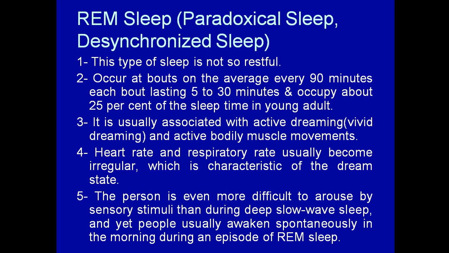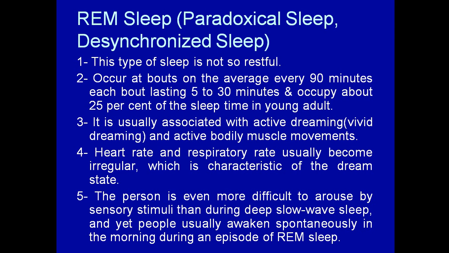Coming now to rapid eye movement sleep, also called paradoxical or desynchronized sleep. We will come to why it is called paradoxical or desynchronized sleep. This type of sleep is not so restful. It occurs in bouts on average about every 90 minutes, lasting about 5 to 30 minutes, and occupies about 25% of the sleep time in young adults. As we said, it starts with about 80 minutes of non-REM, then REM for 20. These are averages in numbers, not clear cut.